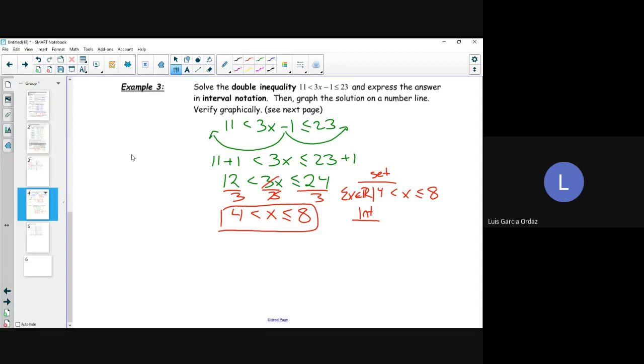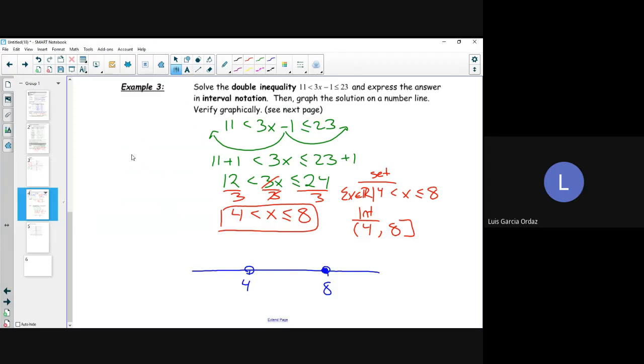So open 4 and closed 8. That is correct. All right, and last but not least, we're going to have to draw it on a number line. So we have 4 and 8. Is 4 going to have an open dot or closed dot? So open, and then is 8 going to have an open or closed? It's going to have closed.